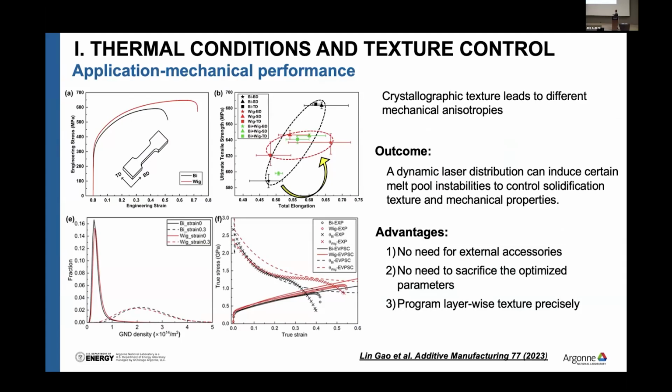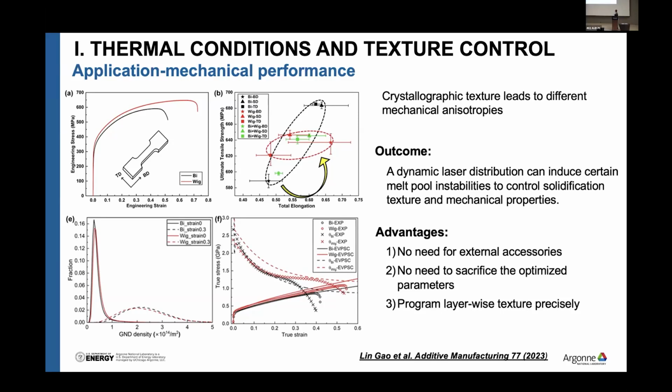And very interestingly, in these two samples we observed a distinct mechanical anisotropy. And we conducted the crystal plasticity simulation and confirmed that the different textures in these two samples are responsible for the distinct mechanical anisotropy of the additive manufacturing product.